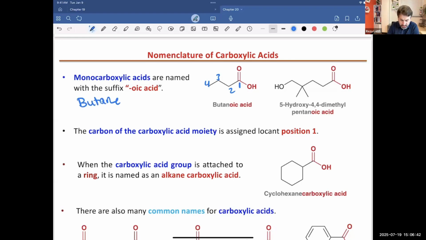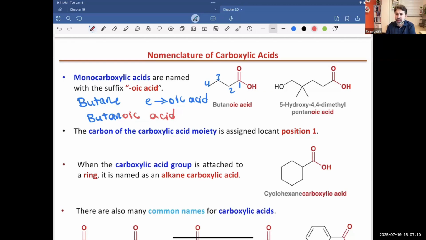And what you're going to do, you're going to take the E and replace it by OIC, and then you say acid. So this one, it will be butanoic acid. Okay, we can have other functional groups or other substituents that technically make the nomenclature a bit more complicated, and we're going to practice those examples.